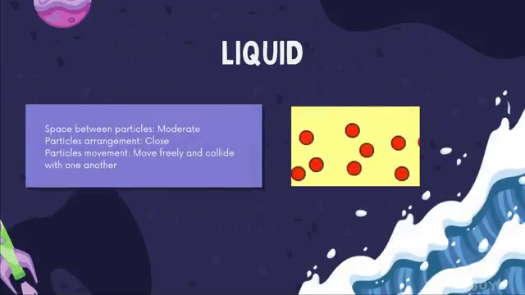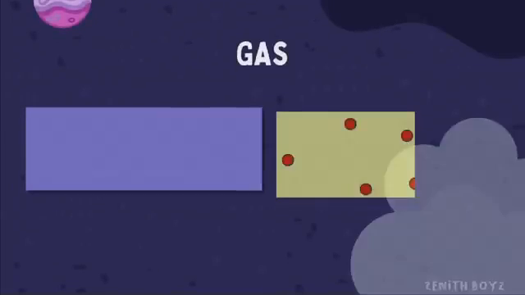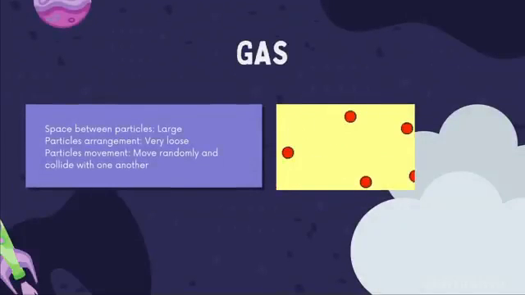Liquid. Space between particles is moderate. The arrangement of liquid particles is close. Liquid particles movement is move freely and collide with one another. Gas. The space between particles is large. Particles arrangement is very loose. Particles movement is move randomly and collide with one another.